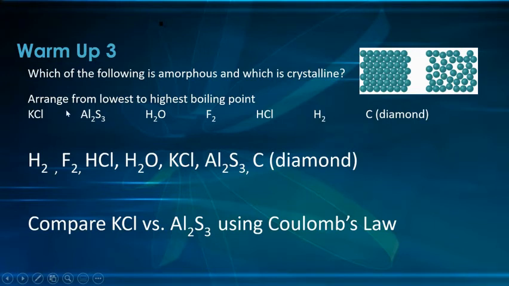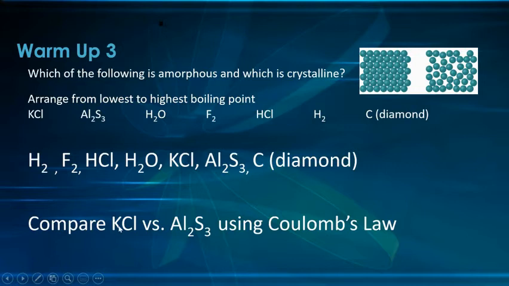Rank these from lowest to highest boiling point. I did. Hydrogen and fluorine are both nonpolar, so they should be first. Hydrogen's lighter, so it's first to first. HCl is just a dipole, so it's next. Then we have hydrogen bonding, then we have ionic, stronger ionic, and covalent.